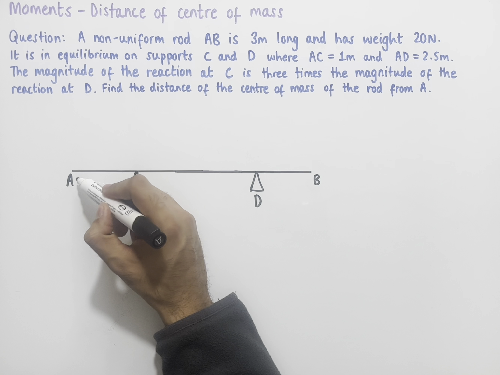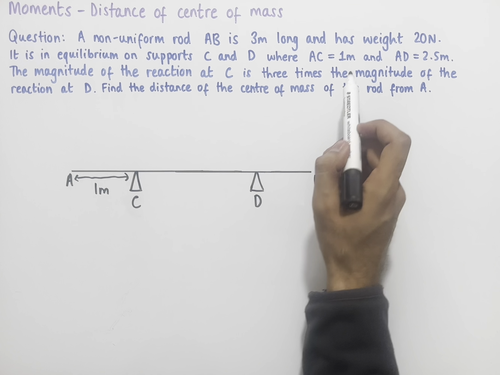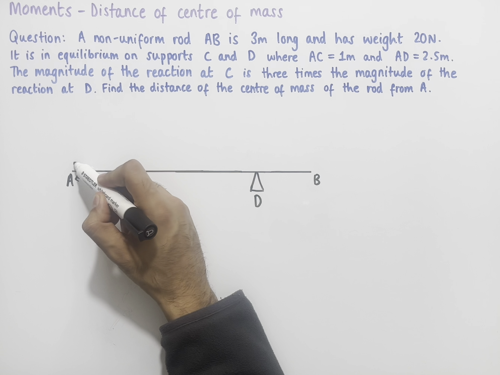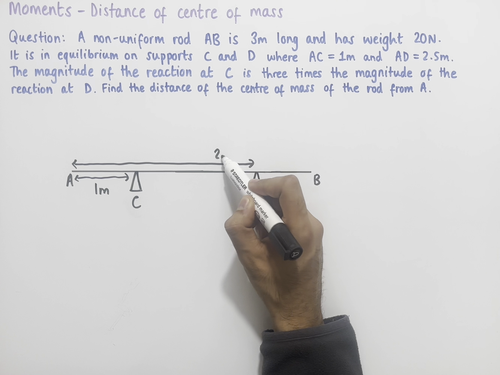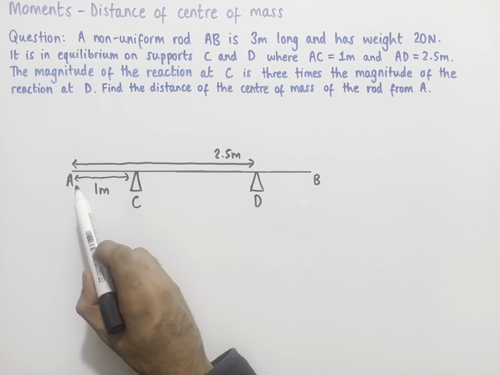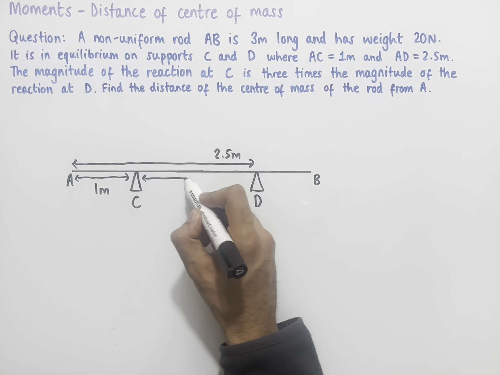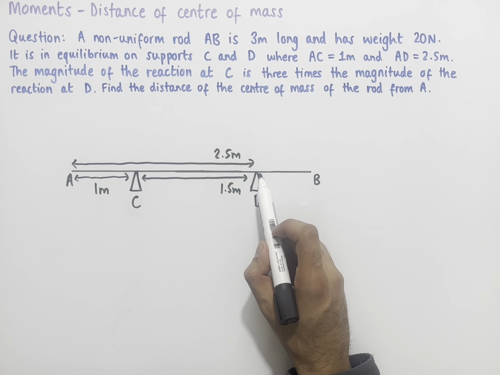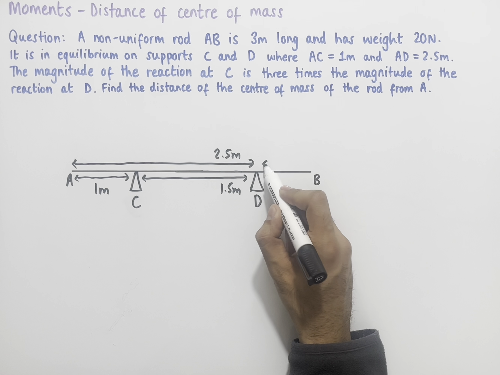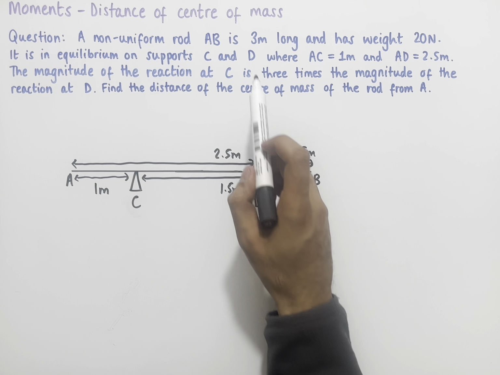So we know that the distance from A to C is equal to 1 meter from the question. We also know the distance from A to D is equal to 2.5 meters. And so therefore, if A to C is 1 meter and A to D is 2.5 meters, then the distance from C to D must be 1.5 meters. And then we have the distance from D to B, which must be equal to 0.5, because 2.5 meters plus 0.5 meters gives us 3 meters.